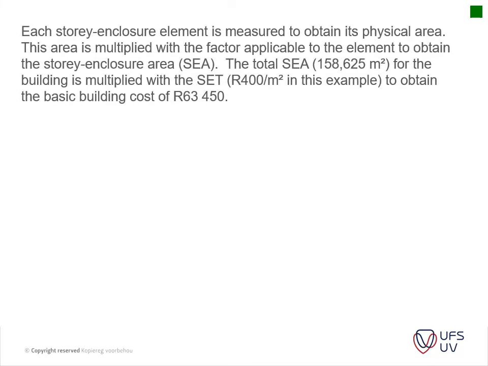Okay, so each story enclosure element is measured to obtain its physical area. The area is multiplied with the factor applicable to the element, and thus you get the story enclosure area, and this is what we spoke of last week in our study notes. And the total story enclosure area in this case was 158 square meters for the building, and this is multiplied with the rate of 400 Rand per square meter as given in the question, and we obtain the same amount as we did with the previous two examples.